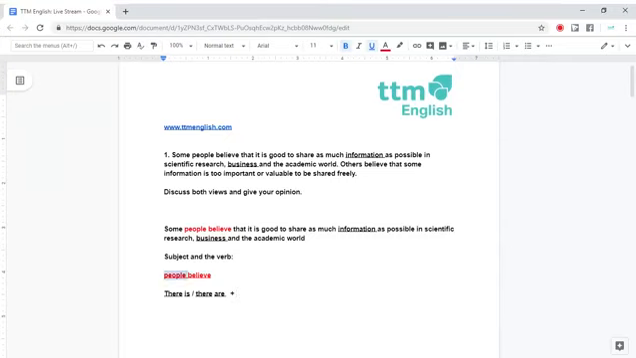So replace the subject and the verb of the sentence with there is, there are, then add what was previously the subject. So here we've got people, right? People. Then add a relative clause. So instead of saying some people believe that it's good to share as much information as possible in scientific research, you're going to say there are people who believe that.